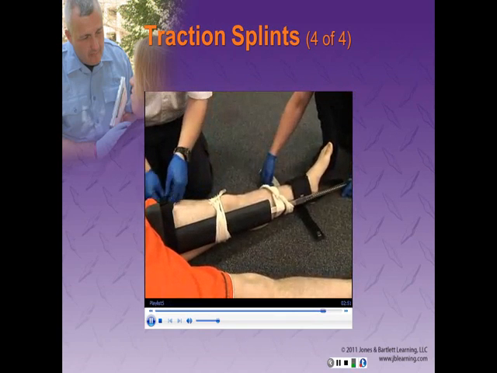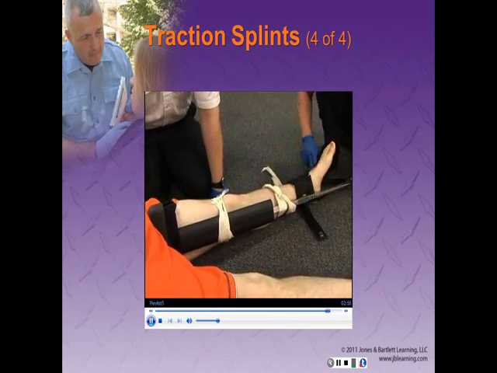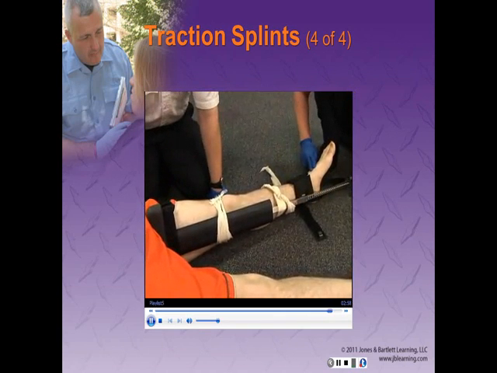Ensure the thigh strap is secure. Reassess distal circulation, sensation, and motor function.